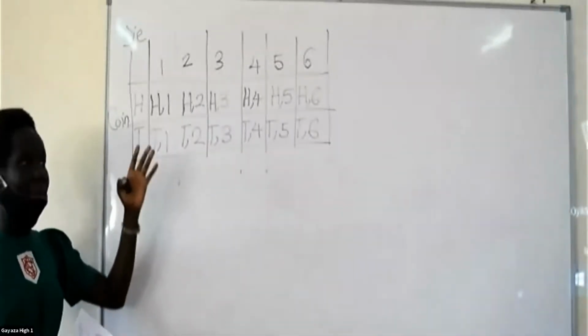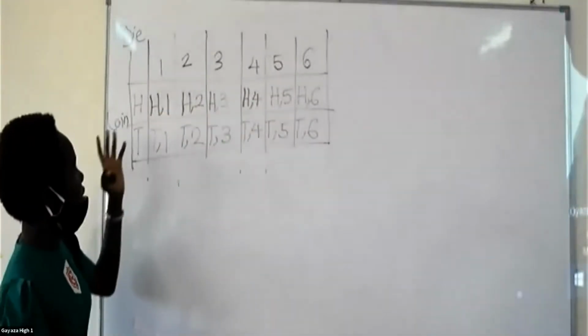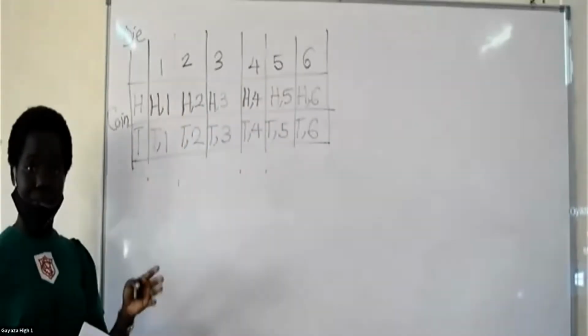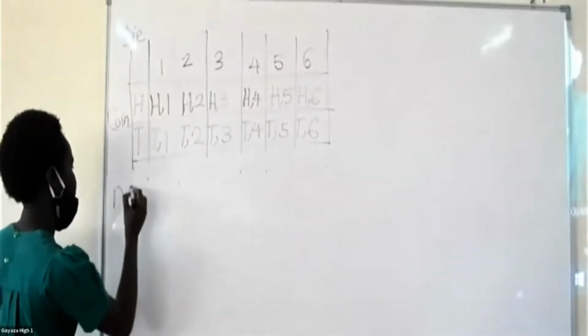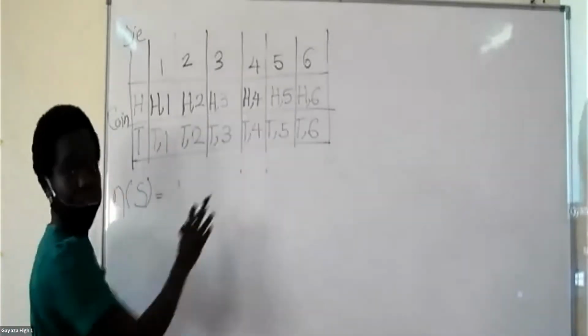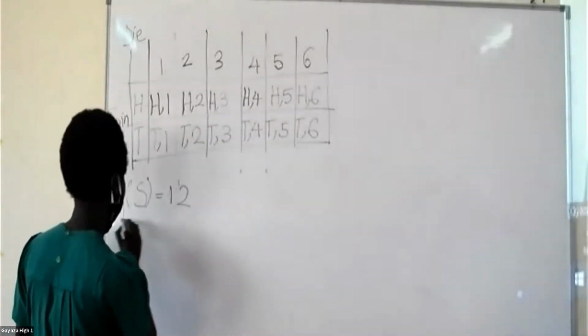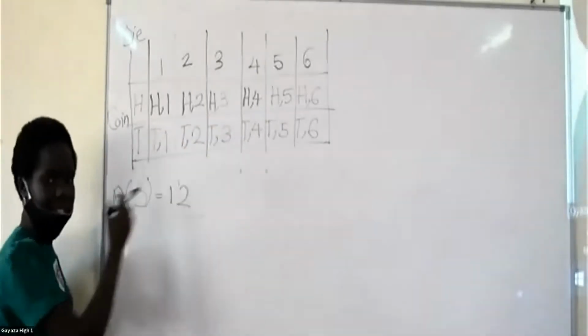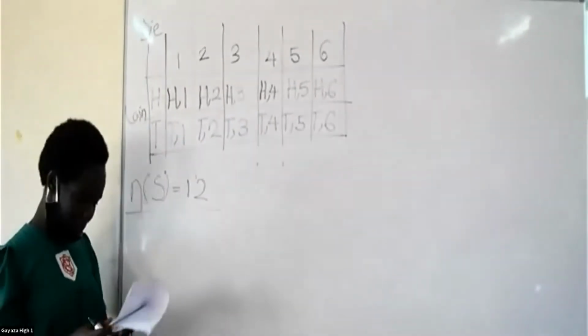And it is got by counting or by adding all these possible outcomes together. Now the total sample space, when we add them all together, we get 12. So this is how the table is supposed to look.